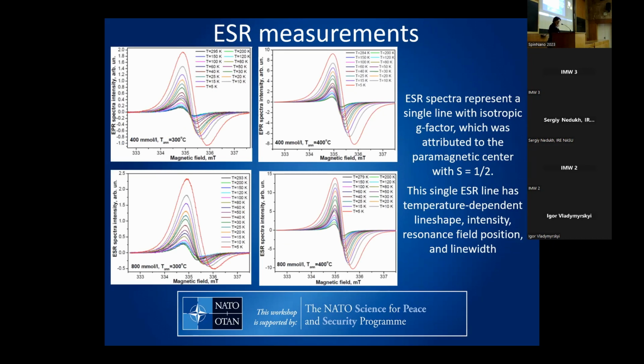On the next slide, there is a temperature dependence of the EPR spectrum that was measured from room temperature down to helium temperature. It was done on two sets of samples. The first set had a sucrose concentration of 400 millimole per gram, the other was 800 millimole per gram, and different annealing temperatures were used, 300 and 400 Celsius. We have found that our spectrum represents a single line that has an isotropic g-factor, and this line was attributed to a paramagnetic center with electron spin 1/2. You can see that this line has a temperature-dependent line shape, intensity, resonance field position, and line width.